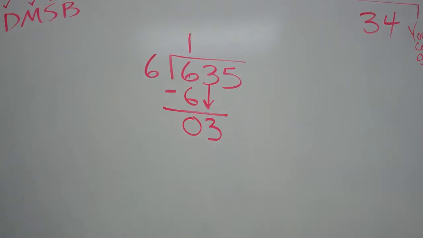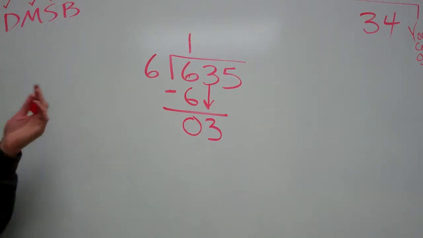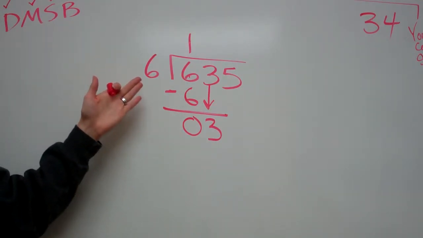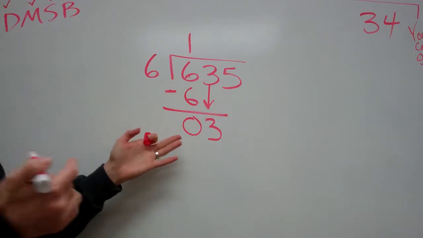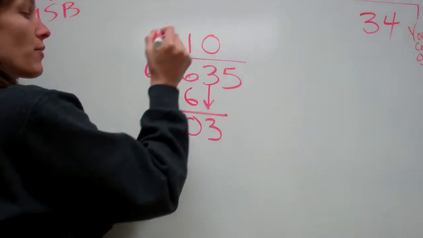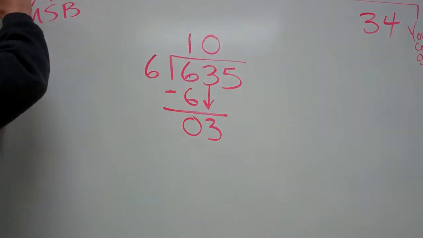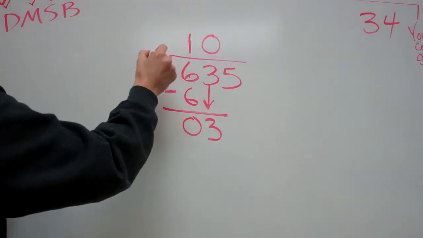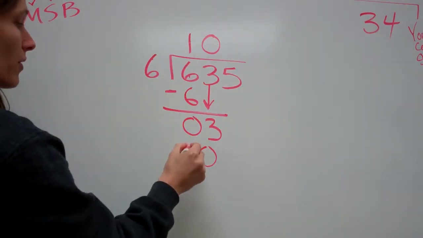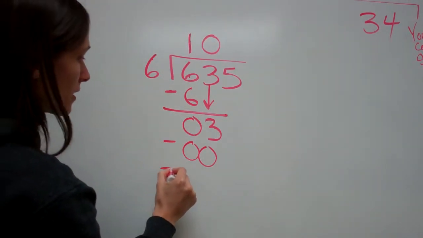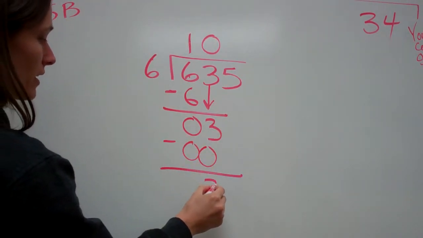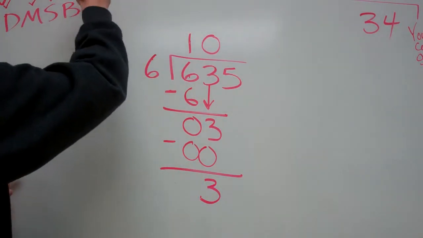And this is where it kind of gets confusing. But you have to ask yourself, 6 times what equals 3? Nothing. 6 times 1 is 6, so we can't do it. So 6 times 0 equals 0. 0 times 6 is 0. Now I'm going to subtract. 3 take away none, I still have 3. Now I'm going to bring down.